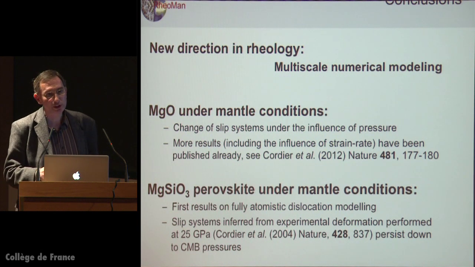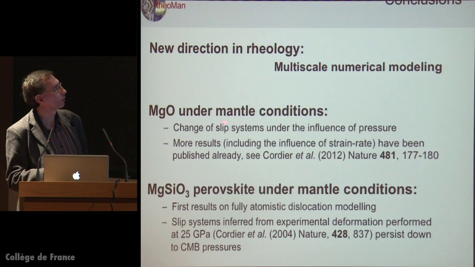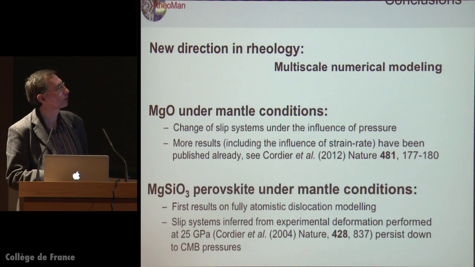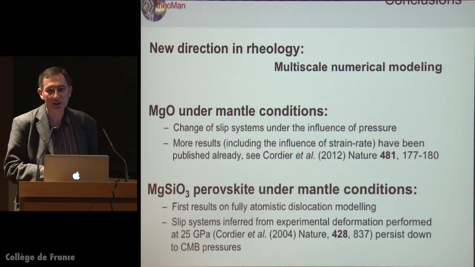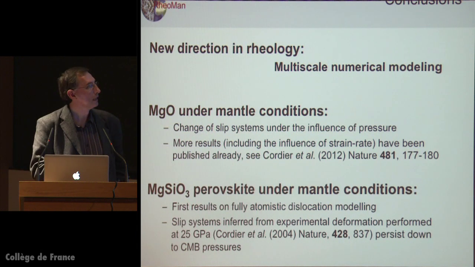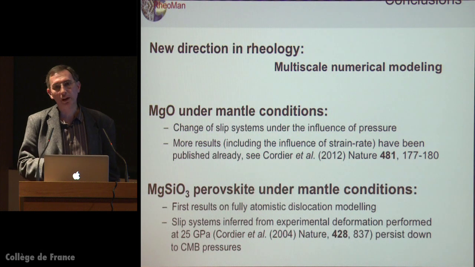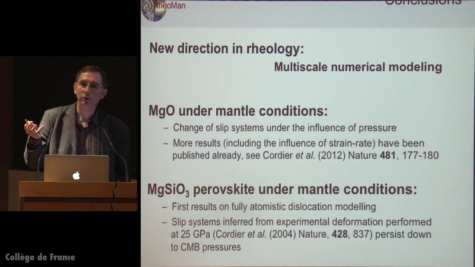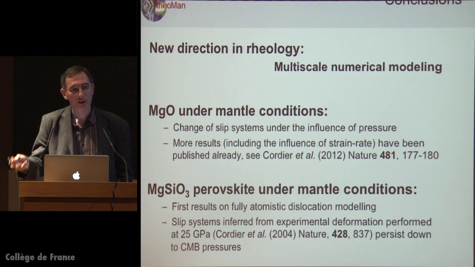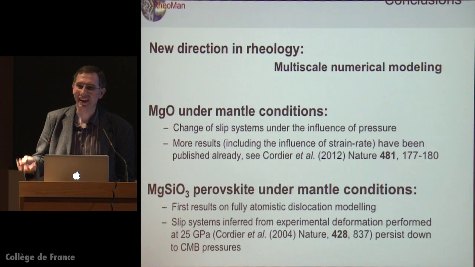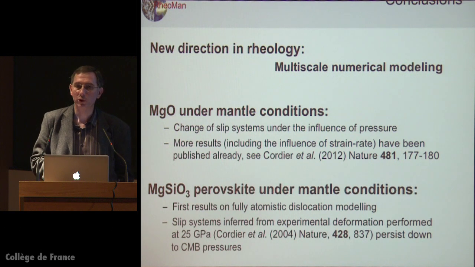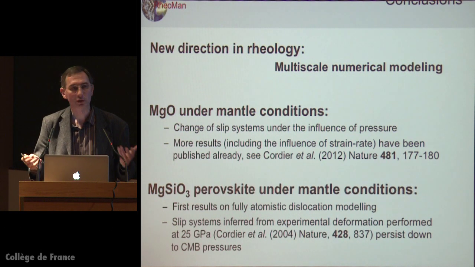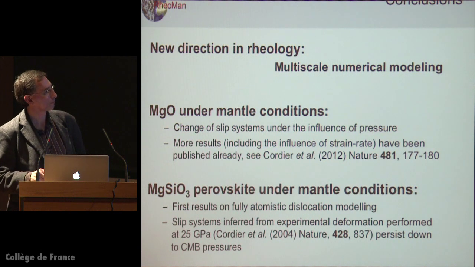And for instance, the first results that we got on MgO showed that there are some strong effects of pressure, for instance the change in slip systems as a function of pressure, but there are also some strong effects of the strain rate, which strongly emphasizes the high temperature deformation mechanisms as compared to pressure, which enhances the low temperature deformation mechanism. So there is really a trade-off between strain rate and pressure, if you like, in the mantle.